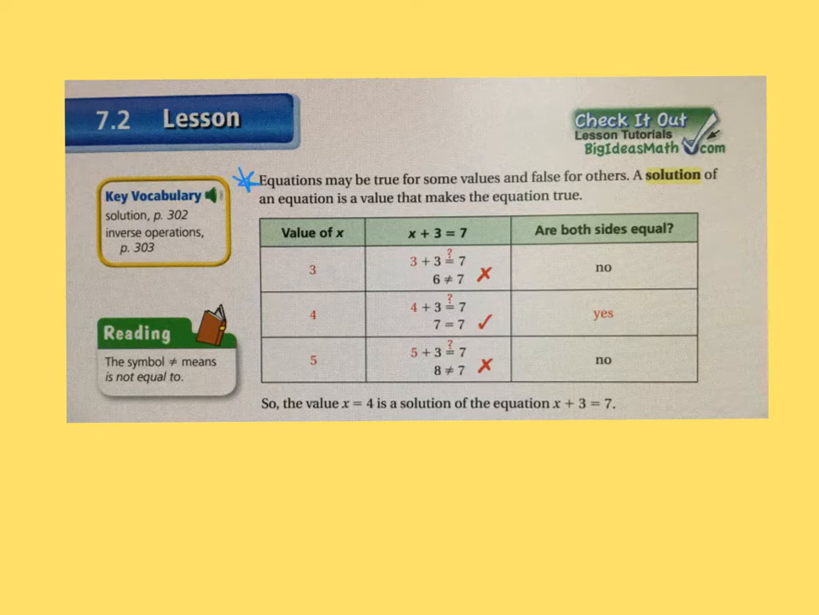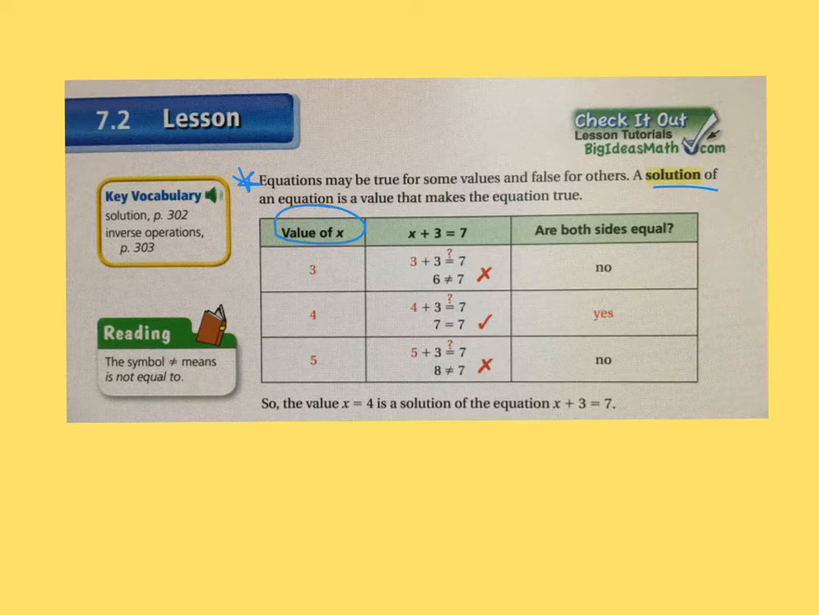this statement. It says equations may be true for some values and false for others. A solution of an equation is a value that makes the equation true. So I want you to look at this table here. We start off with this column, and I want you to draw this all out. So pause it here, and you can write this out, and then write as I go. And then you can hit play again.